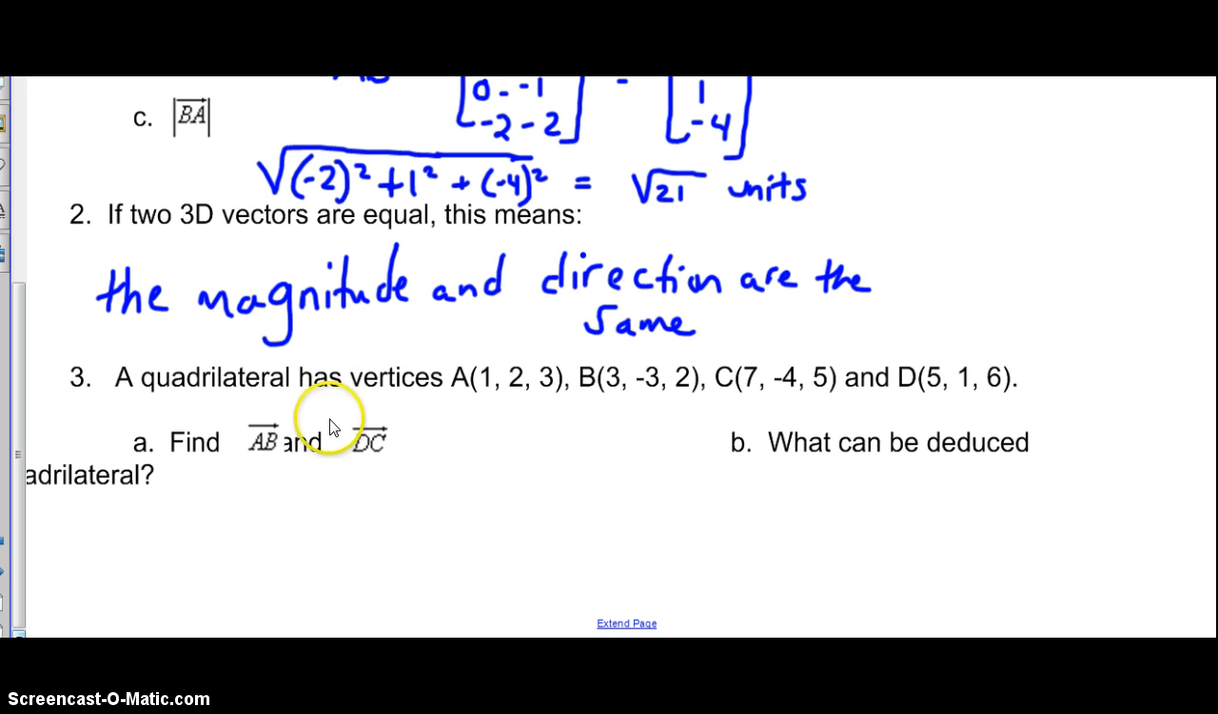Okay, for question 3, it's telling us there's a quadrilateral that has vertices A, B, C, and D. And it wants us to find vector AB and DC. And then from what we find in A, it wants us to tell what we can deduce about this quadrilateral. So let's just start by finding AB first.